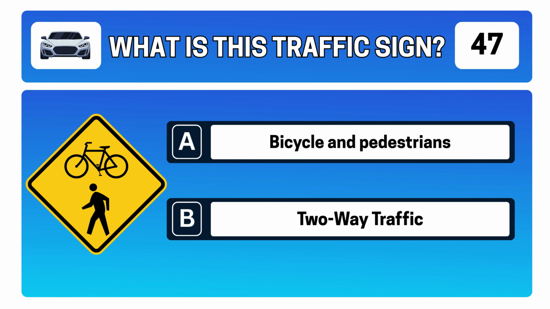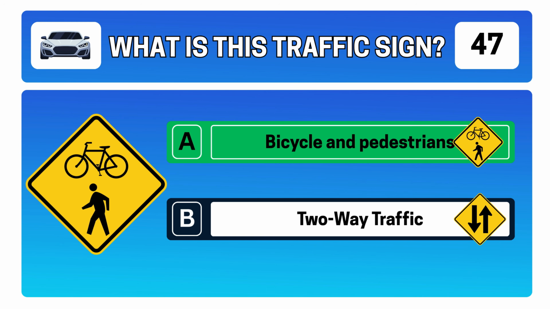Identify this road sign. A. Bicycle and pedestrians. B. Two-way traffic. Good observation. It is the bicycle and pedestrian sign.